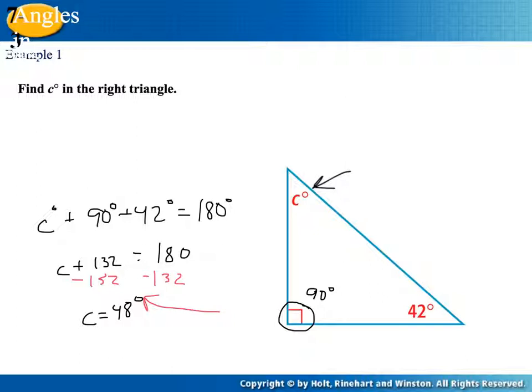Importante, muy importante. Spanish. Come on. Spanish. Yeah. Okay, so as you look at this, 48 degrees. We added 90 and 42 together, took that answer, subtracted from 180, got 48 degrees.